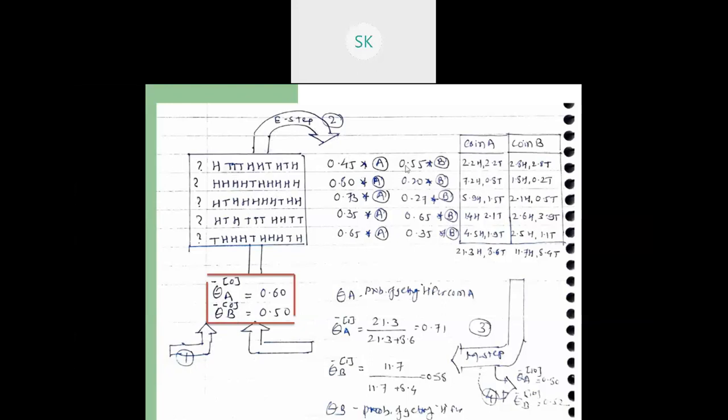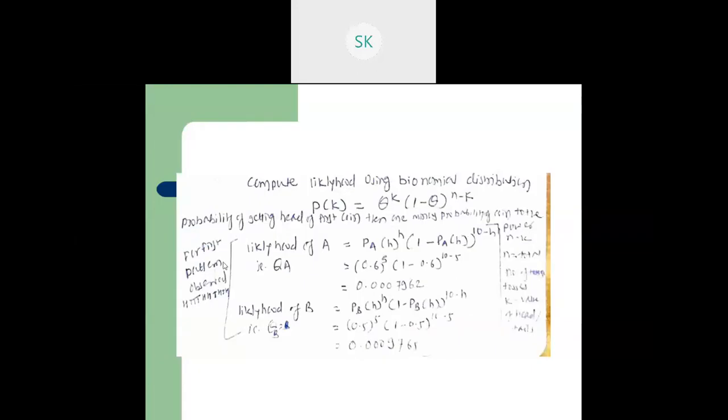These are the estimation step results, the table for coins A and B. After getting the result, we lead to the maximization, which is the third step. So now we are at the first step, where we have given the assumption of 0.60 and 0.50.